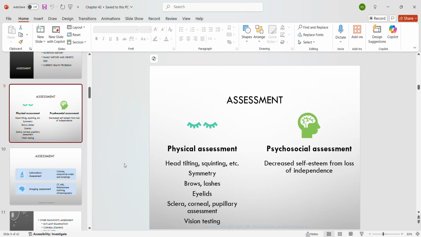Now, we can also check the near vision with the Jaeger chart at a distance of 14 inches. They'll have them read paragraphs of text, printed text.